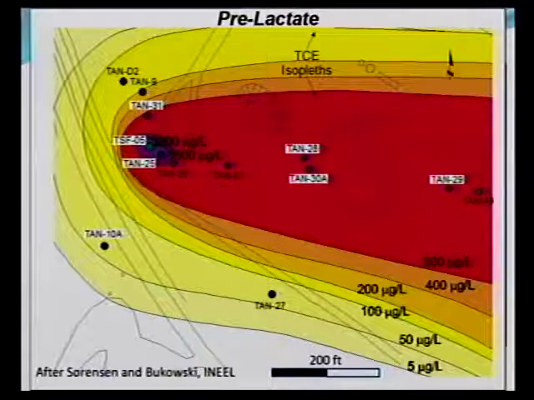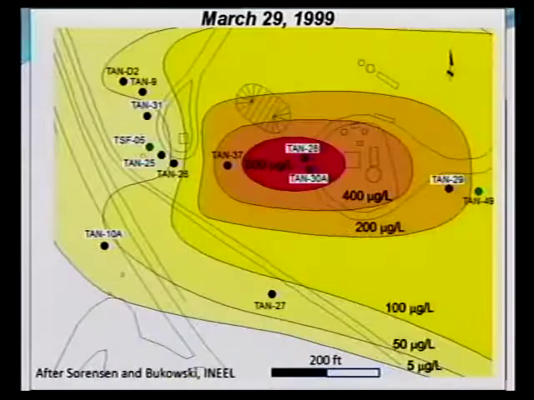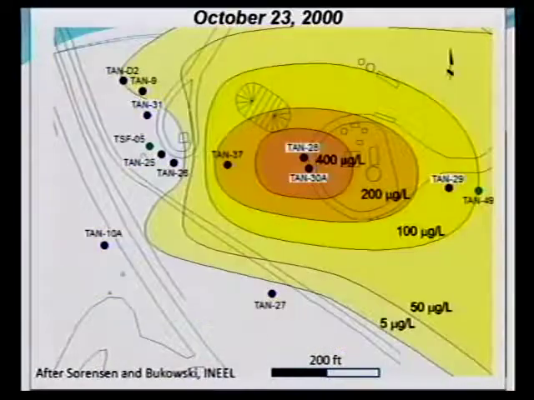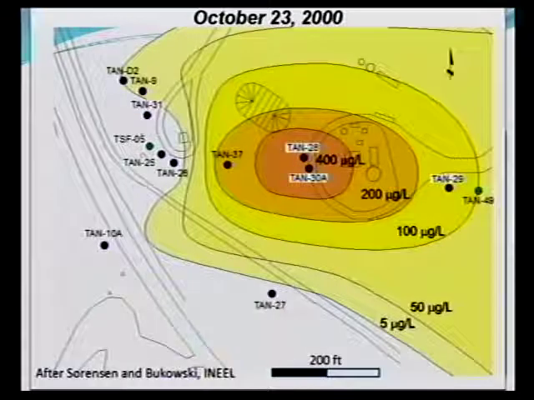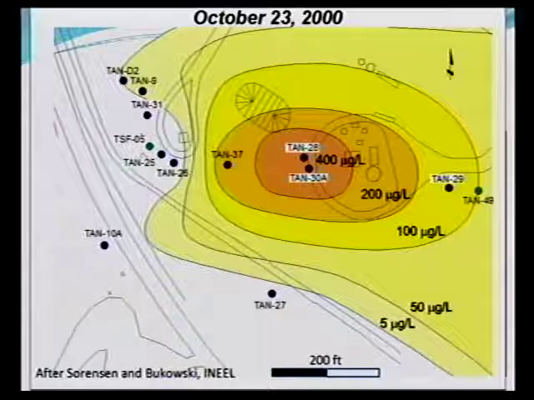So here is the plume before they injected anything. You can see they had a very focused source at this particular site. They had high concentrations in these wells, and this is where they injected the lactate. And over time, the bugs did very well destroying the TCE. And there are some successful examples of using biostimulation to degrade TCE.